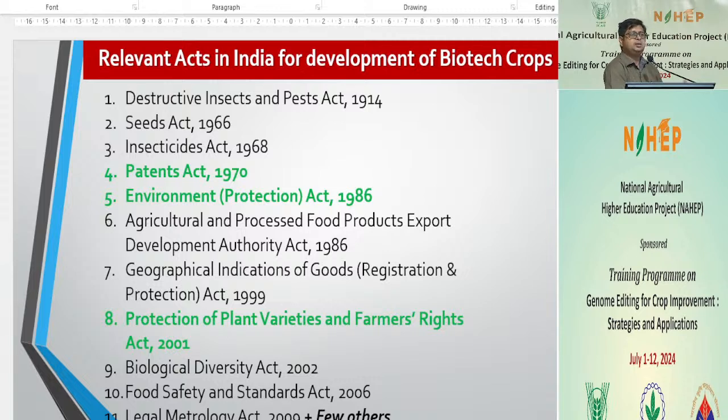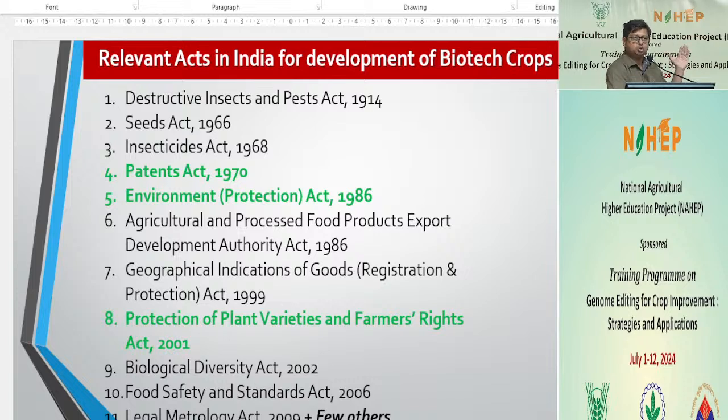There is an entire process of how a new variety is notified. Especially plant breeding students will know more about how a new variety is notified. So any variety which is developed through genome editing will also go into the pipeline as prescribed under the Seeds Act. Insecticides Act 1968. Sometimes, for example, if we talk about herbicide tolerant crops.